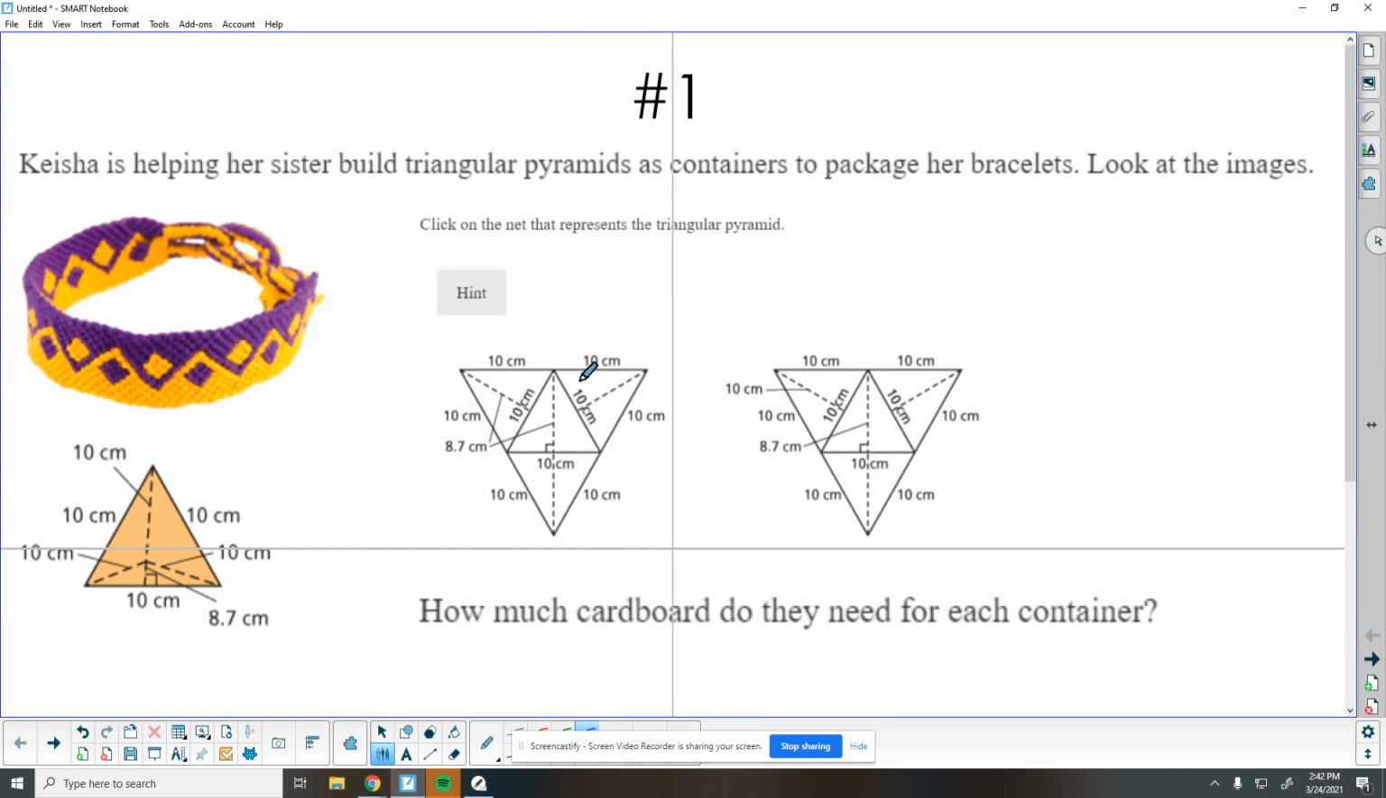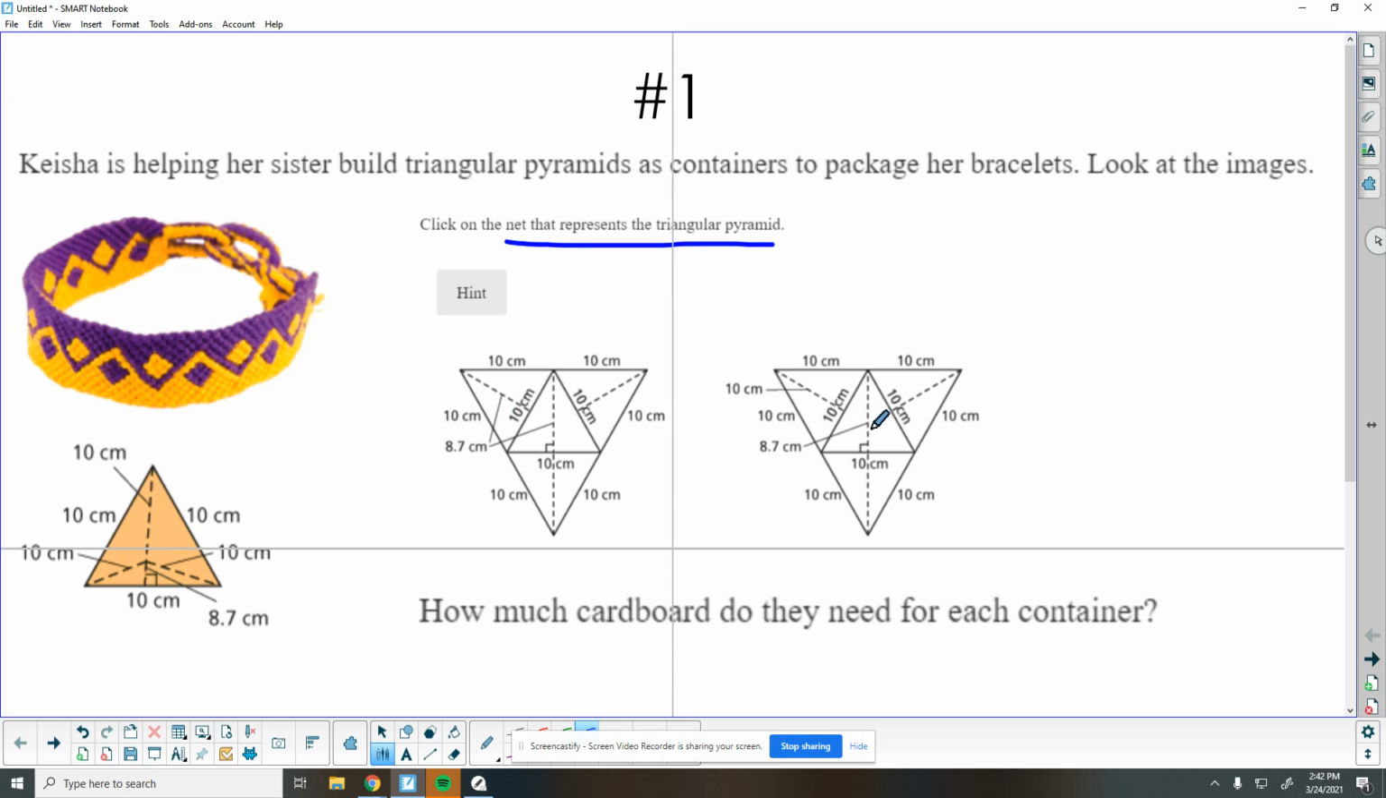Okay, this video is going to help us with 13.1 on your own. Number one says that Keisha is helping her sister build triangular pyramids as containers to package her bracelets. So her bracelets are going into triangular pyramid containers. So we want to find the net that represents this triangular pyramid.